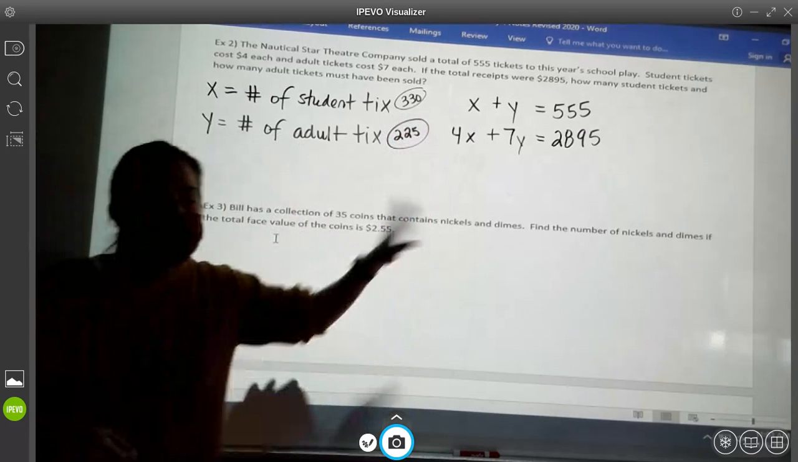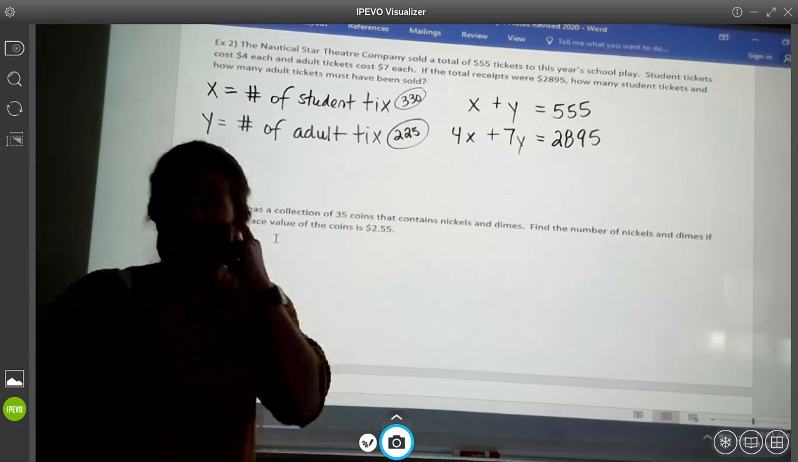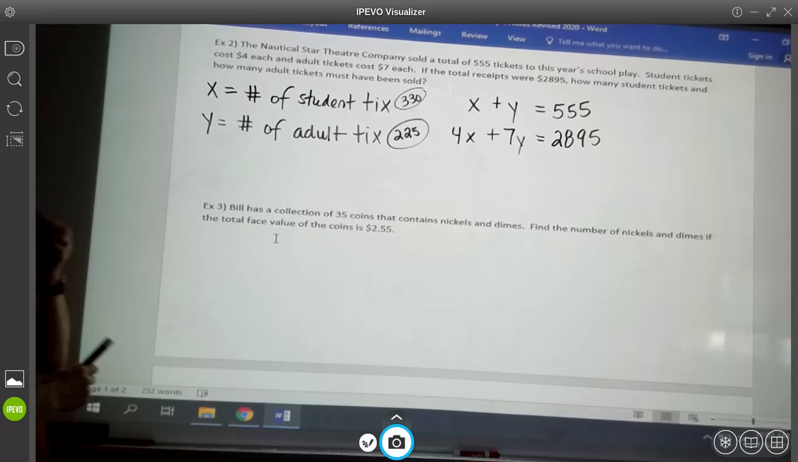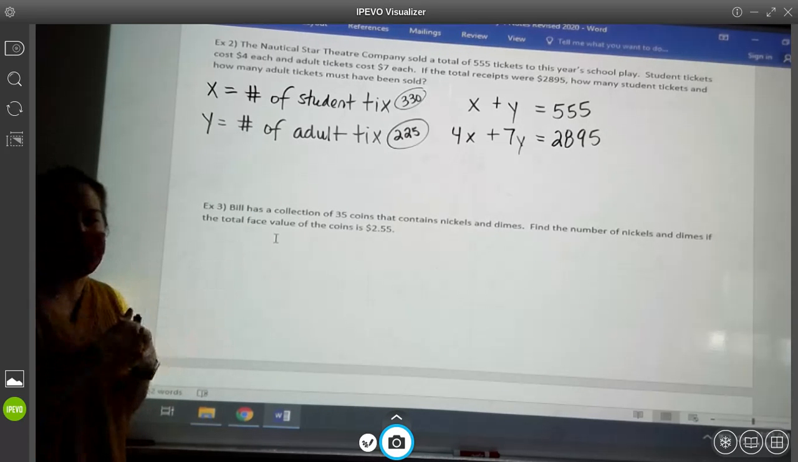All right, everybody okay? All right, let's try number 3. Everybody looks good still on the meet? Yep. Okay, look at number 3. I feel like whenever we do system word problems, the coins are very popular.